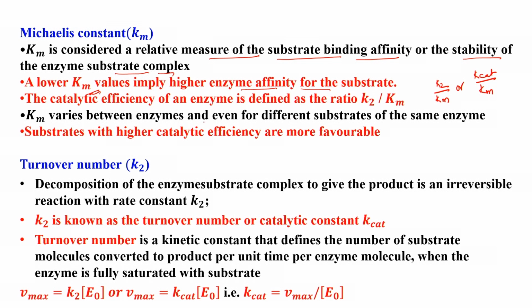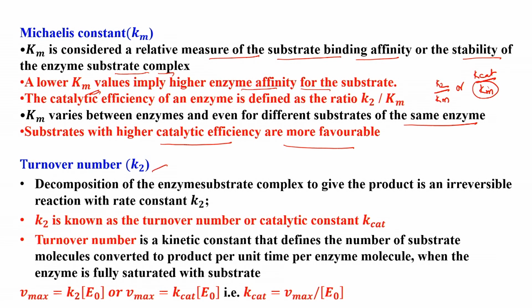So, Km varies between enzymes and even for different substrates of the same enzyme. So, if you want to compare the performance of an enzyme for different substrates, it is easy to calculate the catalytic efficiency. Higher catalytic efficiency means lower value of Km, and the substrates with higher catalytic efficiency are more favorable. So, what it says, the Km indicates the enzyme affinity for the substrate.